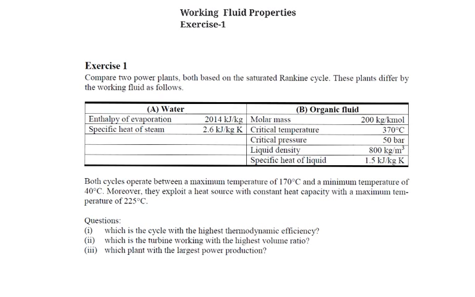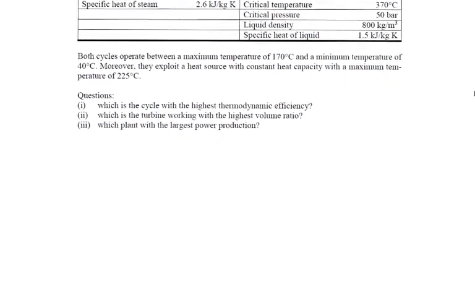Okay, you should take a minute and read the question before we proceed to solve it. Okay, let's start with the solution. We are given the delta H for water, 2014 kilojoule per kilogram. I'm just going to write some missing values of some missing parameters.